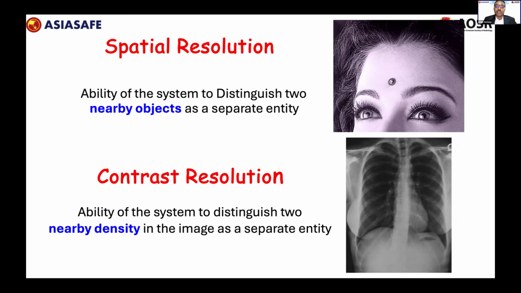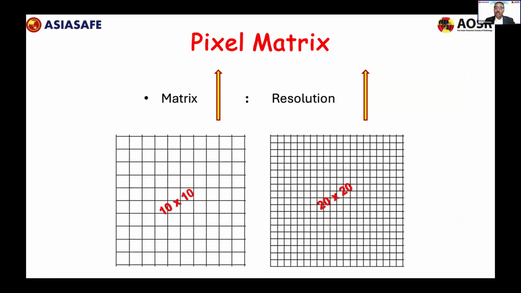All these things have been dealt with. Now, the question here is which we should go for. In fact, when we are going for thinner structures, spatial resolution becomes very important. But when we are looking for multiple areas with multiple densities, contrast resolution becomes much more important.